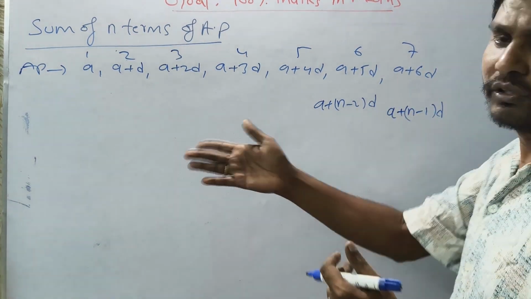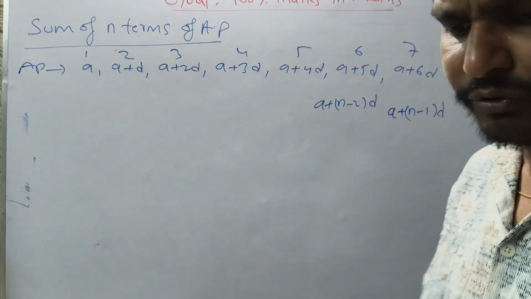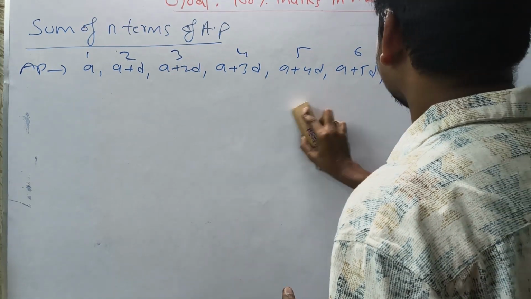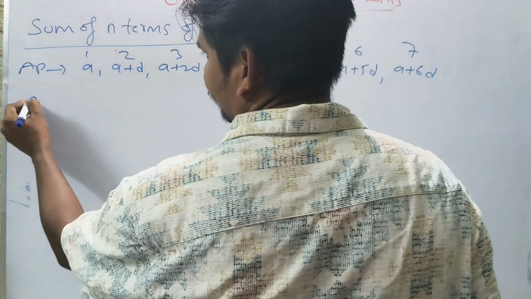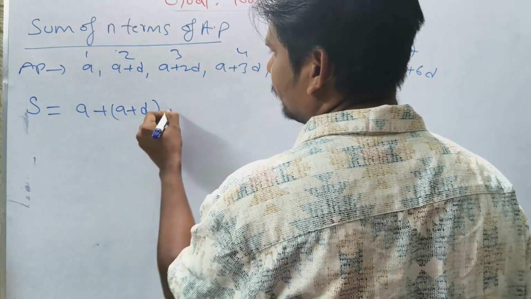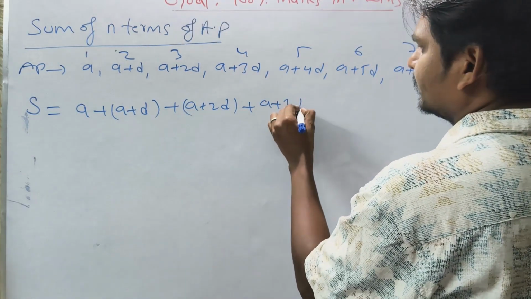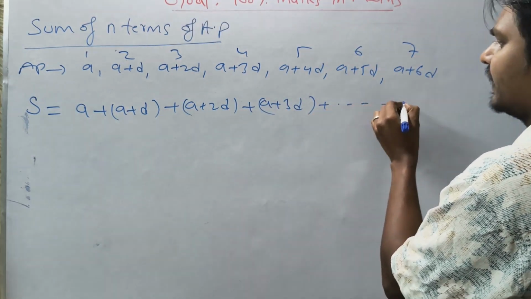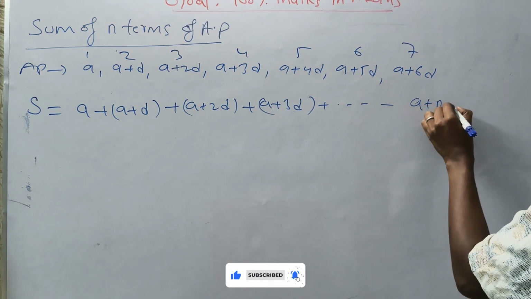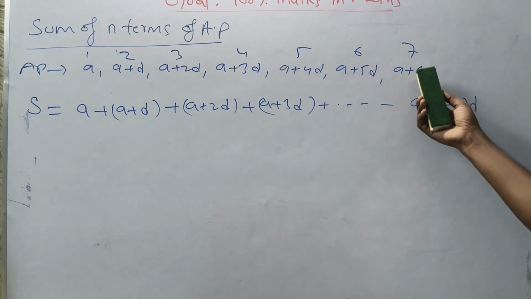Why am I giving this? Now let you know. See here, if you consider the sum of the AP, a, a plus d, a plus 2d, a plus 3d, and so on. Now I am taking up to n terms. Now it would be what? a plus n minus 1 d, as I told you. The last term is always a plus n minus 1 d.